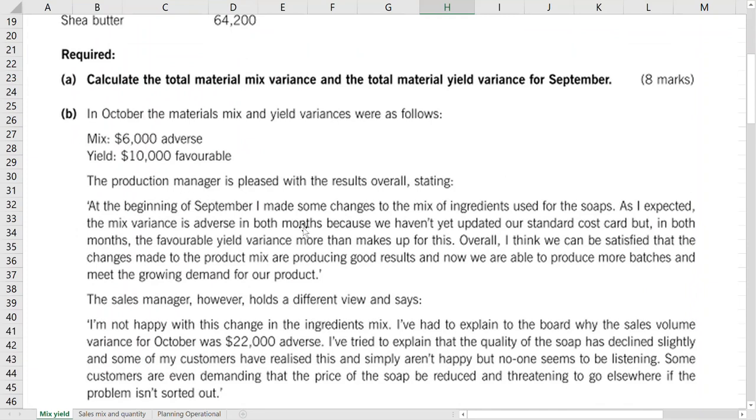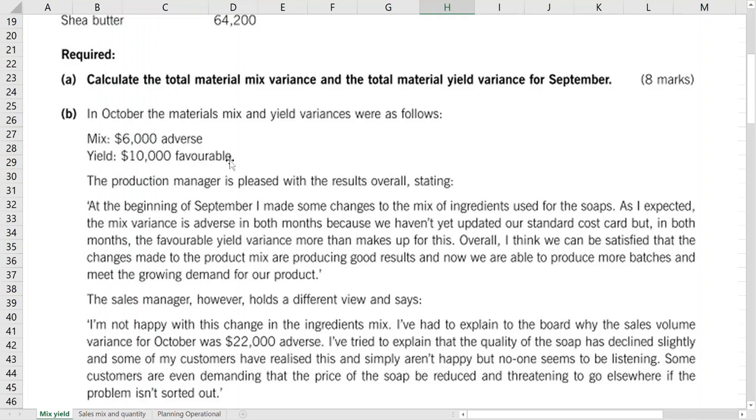A production manager is pleased with the overall results. As you can see, if you add both, we have 4,000 favorable. He's saying, at the beginning of September, I made some changes to the mix of ingredients used for the soaps. As I expected, the mix variance is adverse in both months because we haven't yet updated our standard cost card. But in both months, the favorable yield variance more than makes up for this. Overall, I think we can be satisfied that the changes made to the product mix are producing good results, and now we are able to produce more batches and meet the growing demand for our products.